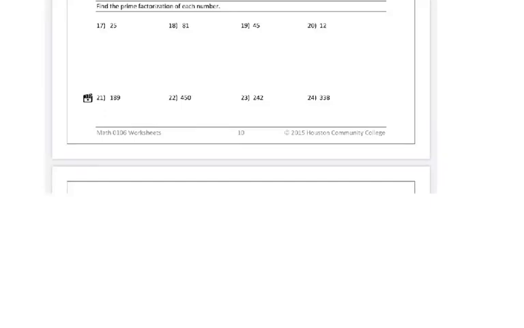Alright guys, welcome to Math 0106, Lesson 3. This is going to be the second part of prime factorization. I'd asked you guys in the last video to try to do the prime factorization of these last couple problems. Now we're going to go through it together, make sure that you guys know how to do this.